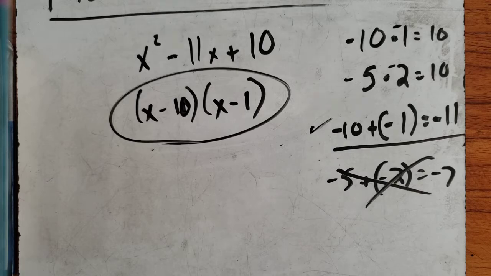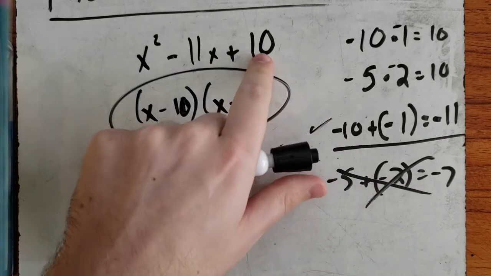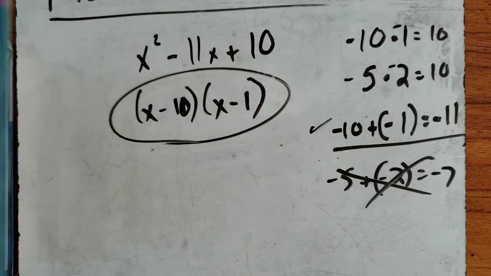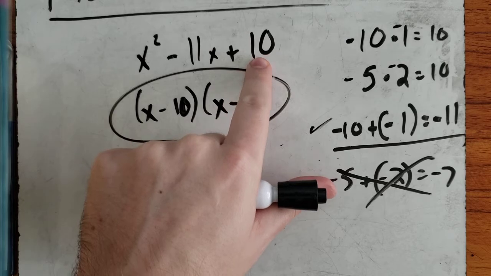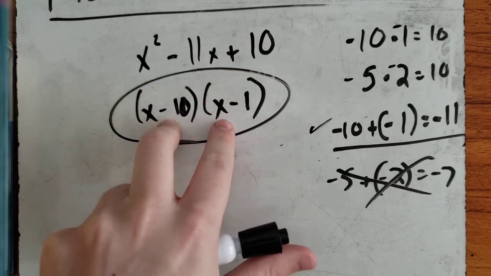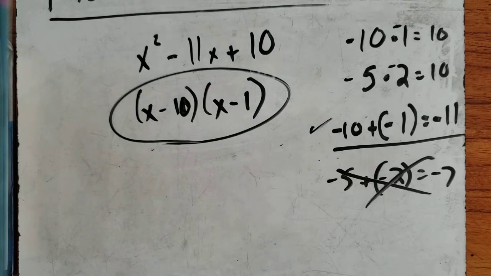Okay, a little confusing, I know. But just remember, you need to multiply to get this last number, and then add or subtract to get this middle number. If the last number is positive and your middle number is negative, you know down here you're going to need two negative numbers. Okay, so just keep that in mind.